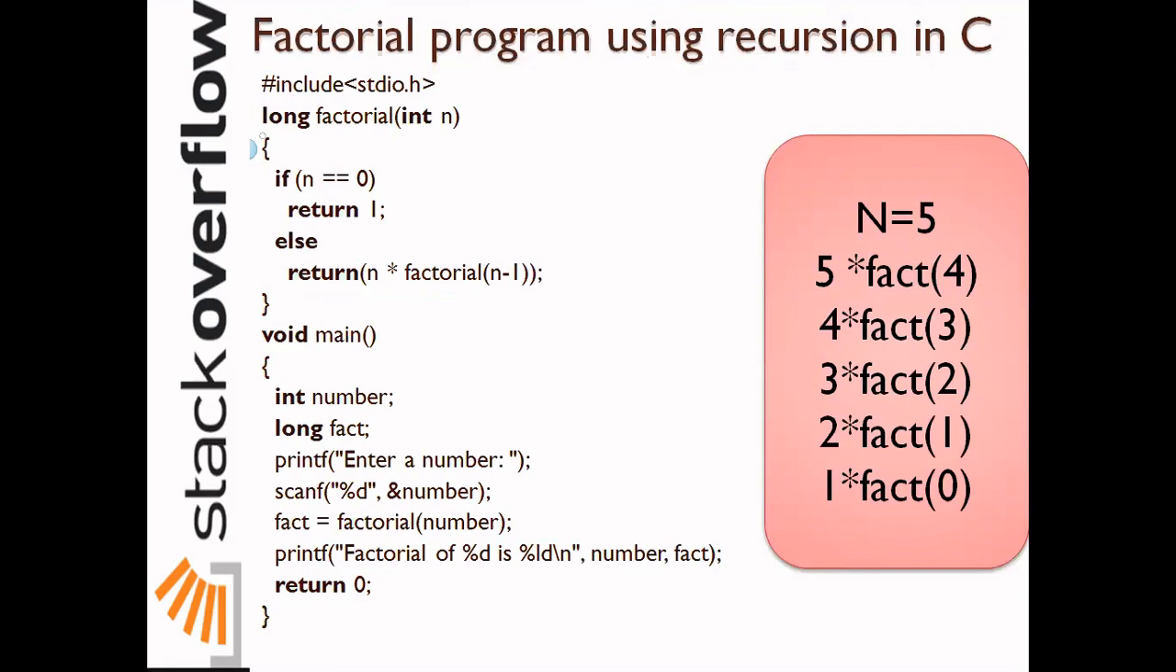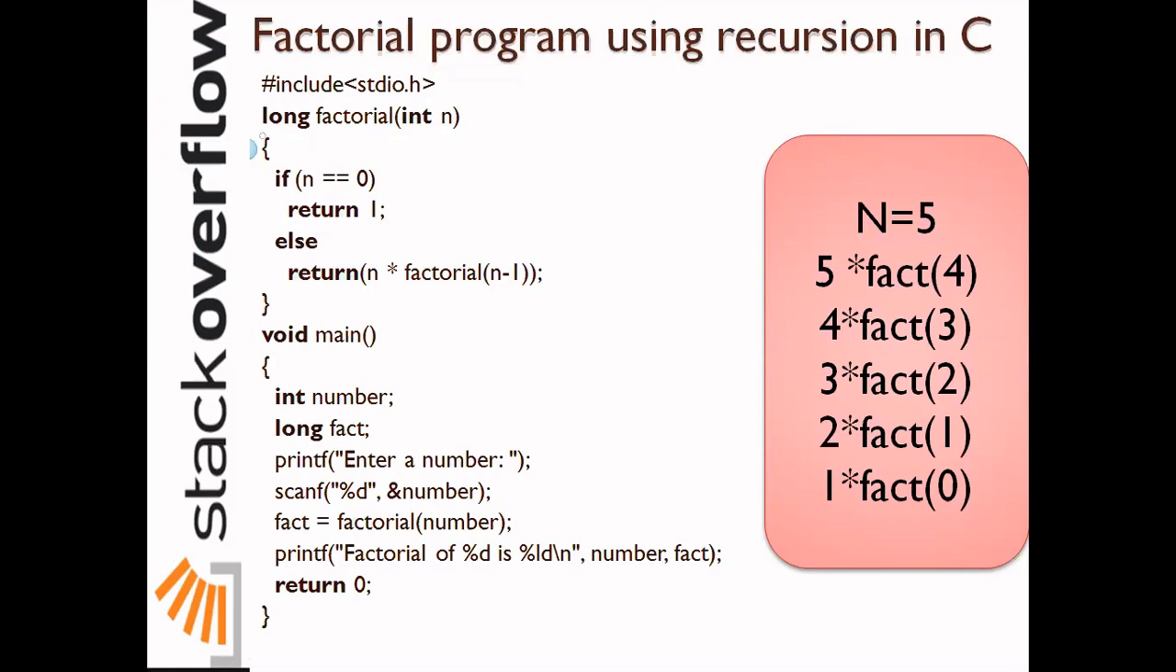Next, I'm going to explain another program: a factorial program using recursion in C. First is the header file. Next, this is the main function, and this is the factorial function. In the main function, first I am using one variable called number, which is of integer type. Another one is factorial, which is of long integer type.